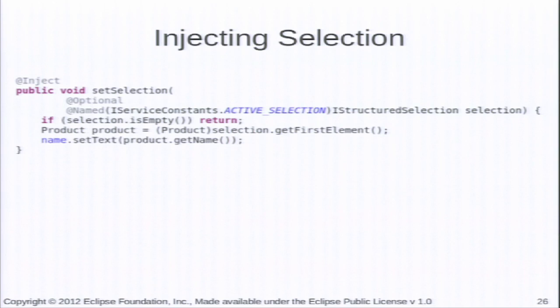And that active selection will probably be an IStructuredSelection. If it's not an IStructuredSelection, this won't get called. So if you selected something in another view in a table, that produces an instance of StructuredSelection, which implements IStructuredSelection, and passes that to the selection service. Eclipse then wakes up and says, hey, this part cares about the selection, and I'll just give it to them. Right, so this method will be invoked anytime the selection changes in the workbench.